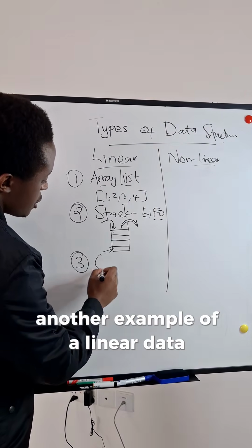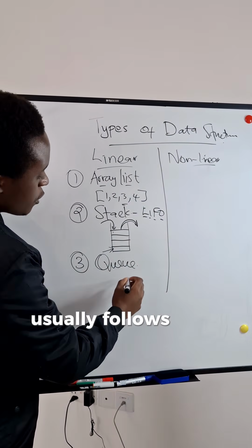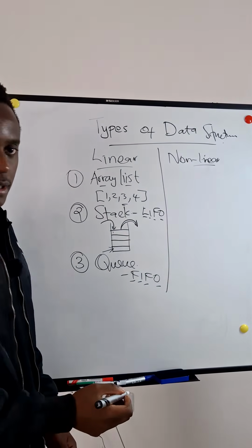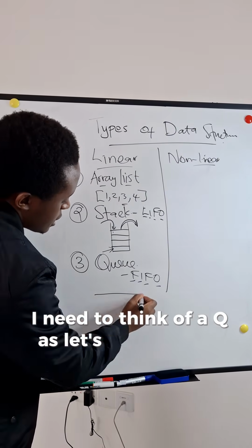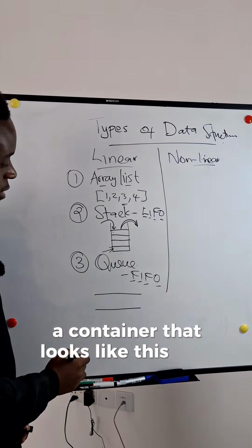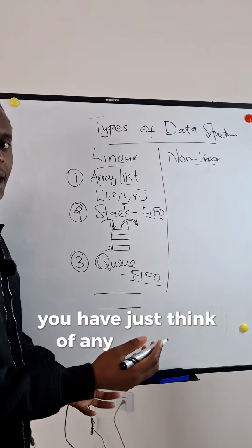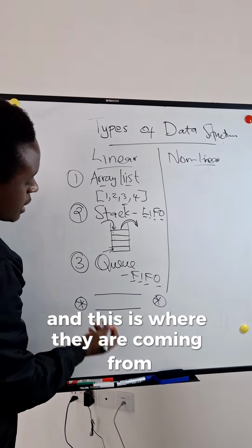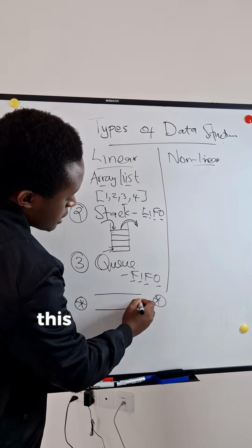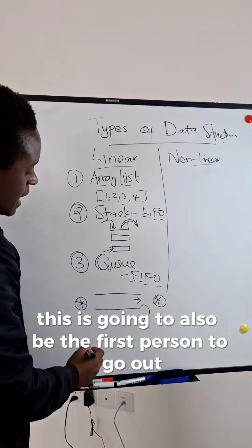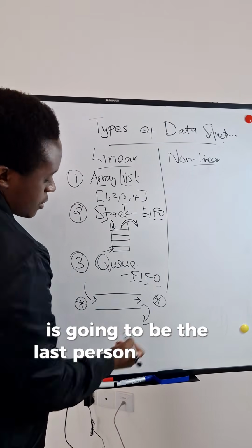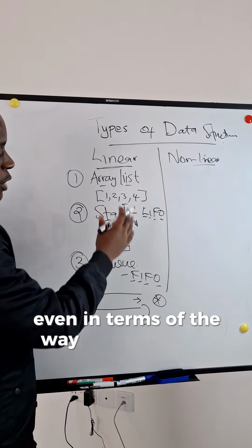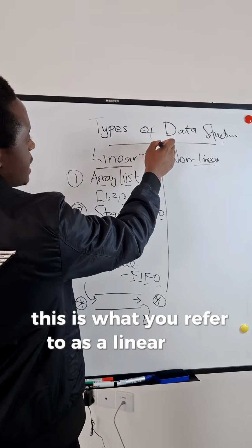Another example of a linear data structure is a queue. A queue usually follows what we refer to as the FIFO pattern, which stands for first in, first out. Think of a queue as a container like this, and think of any queue that is going somewhere. This is the main destination they're going to, and this is where they're coming from. This means that the first person who came in is also the first person to go out, and the last person to come in is the last person to go out. This is an example of a queue. As you can see, all of these seem linear, even in terms of the way you represent them. This is what we refer to as a linear data structure.